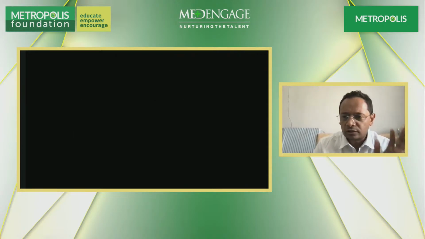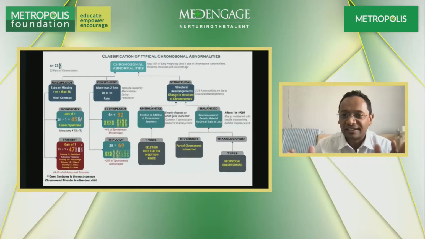So just a brush through, just a recap. This is not a genetic class, but just for our information, I just put this classification. So as you have chromosomal abnormalities, you have aneuploidies, which are extra or missing chromosomes. Then you have monosomies. Then you have trisomies, and then you have polyploidies, where you have a whole set of chromosomes, which could be tetraploidies or triploidies. Then you have a structural abnormality, which could be unbalanced, with the types being deletion, duplication, insertions, or rings. And then you have the balanced kind, which is inversion and translocations.